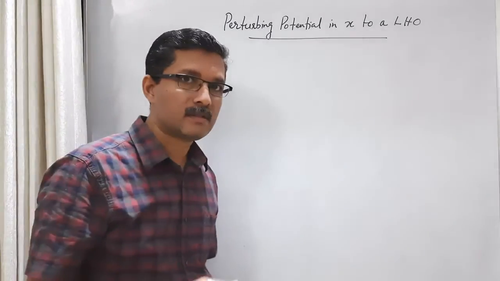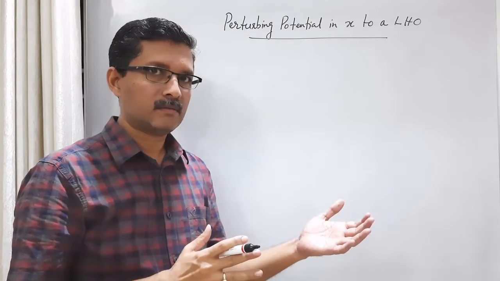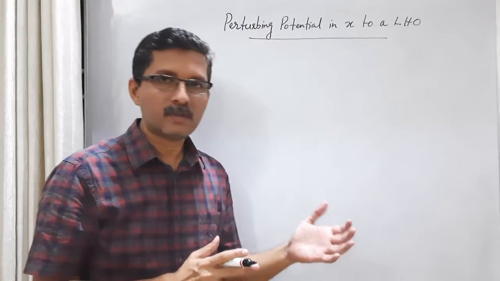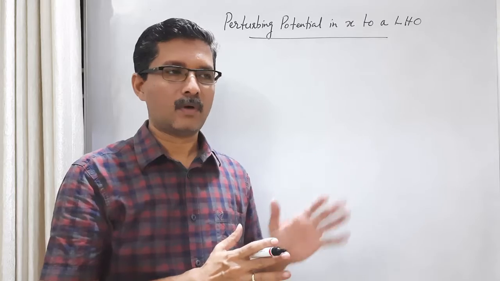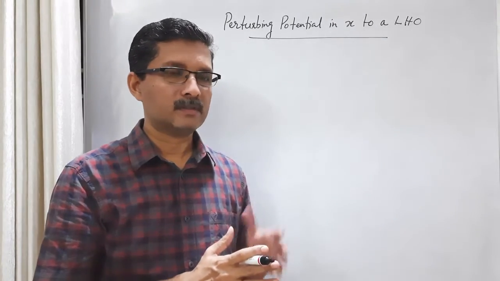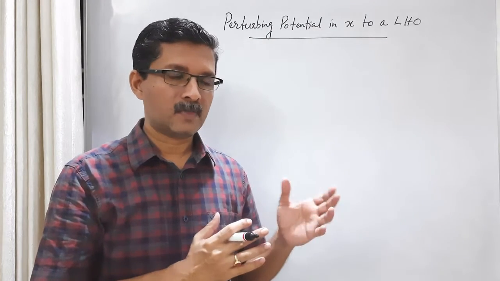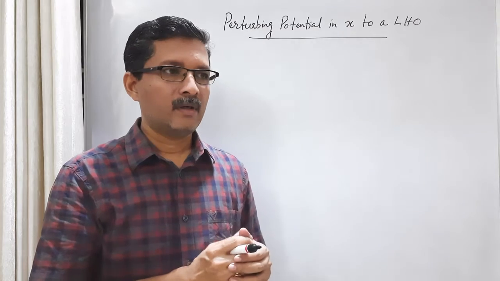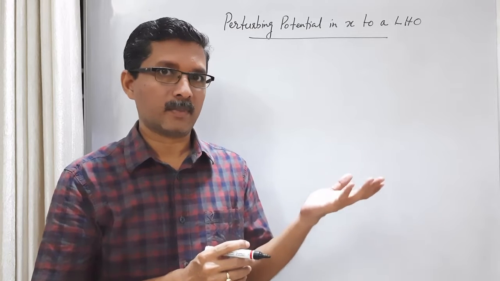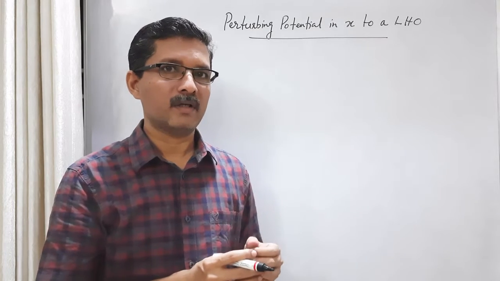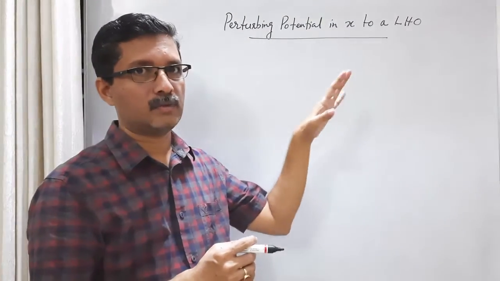We have already discussed in previous classes perturbing potential of the type x square to a linear harmonic oscillator. We found that that's an exactly solvable problem. We also did it using perturbation theory. We found first order correction, second order correction also, and we found that this exact result matches with the results obtained from perturbation theory. Then we also discussed perturbing potential of the type x raised to 4, quartic type, for linear harmonic oscillator. Now today we will discuss perturbing potential in x to linear harmonic oscillator.